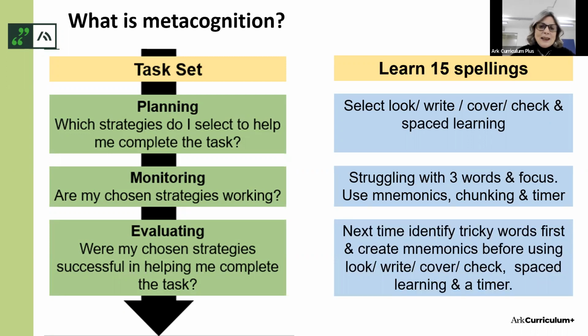So in my spelling test, I got 14 out of 15, which isn't bad. But next time, what I've decided to do to help my learning to be metacognitive is I'm going to identify the tricky words first, and I'm going to create mnemonics for them so that I can use them with spaced learning. And I'm also going to set aside some timed practice where I spend 5 minutes each night over 7 nights learning those so that I can improve.